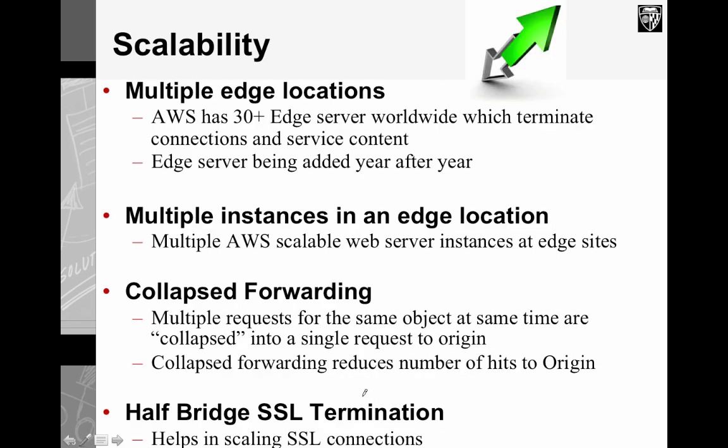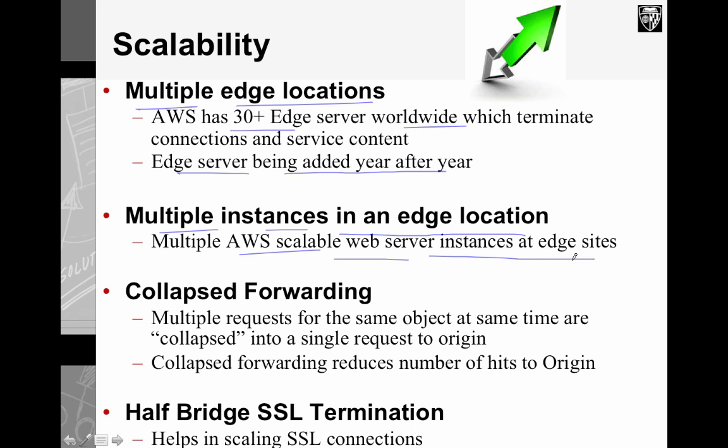We looked at several features that described how CloudFront performs really well. There are also several features that make CloudFront scalable. First of all, there are multiple edge locations. There are close to 30 plus edge server locations worldwide, and edge servers are being added year after year. That is scalability for your application because now your application is even more distributed. And even within an edge location, there are multiple instances, that is multiple servers in one location.